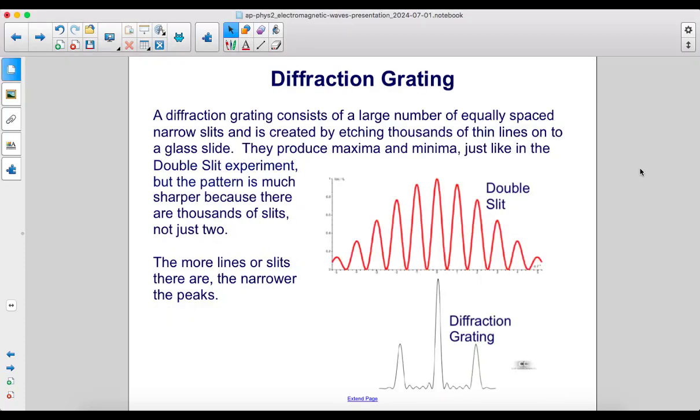A diffraction grating consists of a large number of equally spaced narrow slits and is created by etching thousands of thin lines onto a glass slide. They produce maxima and minima, just like in the double-slit experiment, but the pattern is much sharper because there are thousands of slits, not just two. The more lines or slits there are, the narrower the peaks. So you can see the difference here between a regular double-slit experiment and diffraction grating, where the peaks are much taller, narrower.